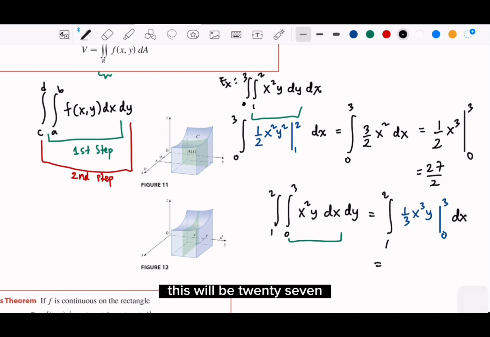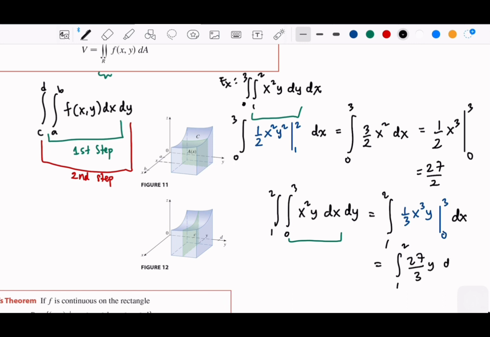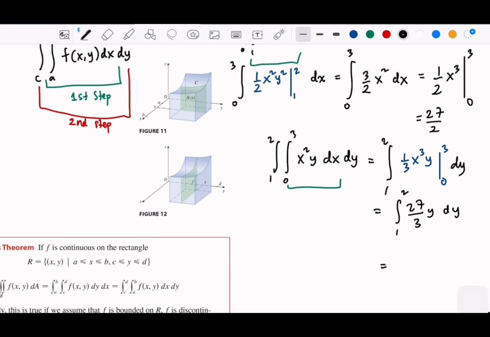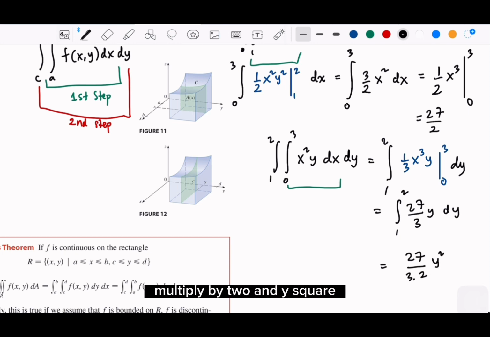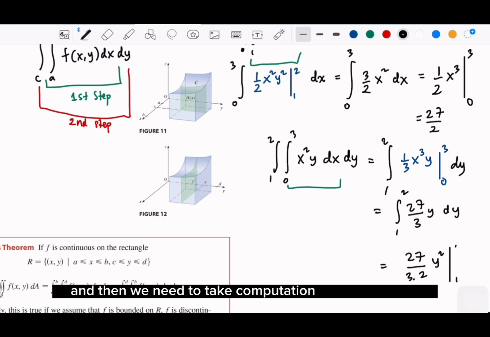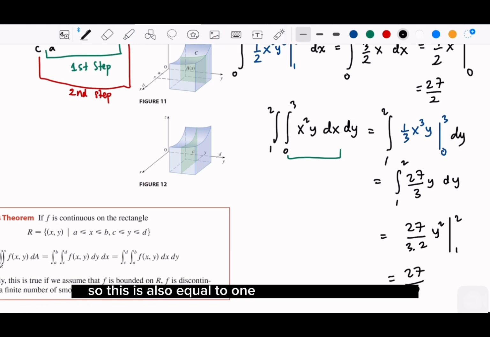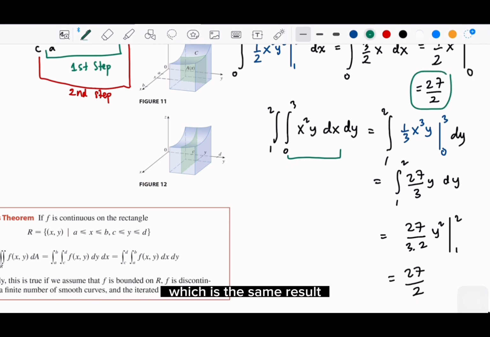This will be 27 over 3 y, and then dy. And then integrating, we have 27 over 3 multiplied by 2 and y squared. And then we need to take the computation from 1 to 2. So we are going to cancel 3. So this is also equal to 27 over 2, which is the same result.